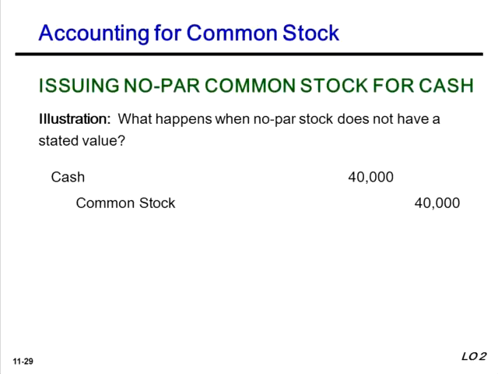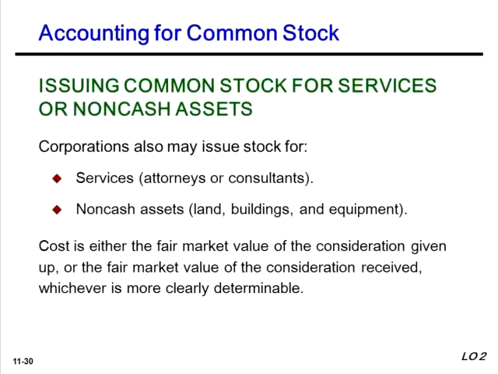So now what happens when no par stock does not have a stated value? What will happen is the entire amount will be credited to common stock, and that $40,000 will be considered legal capital. So that $40,000 would have to be retained for protection of the creditors.